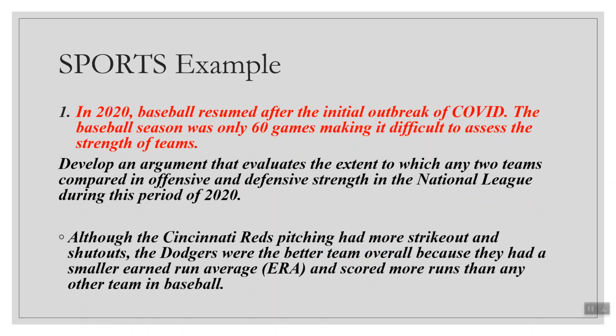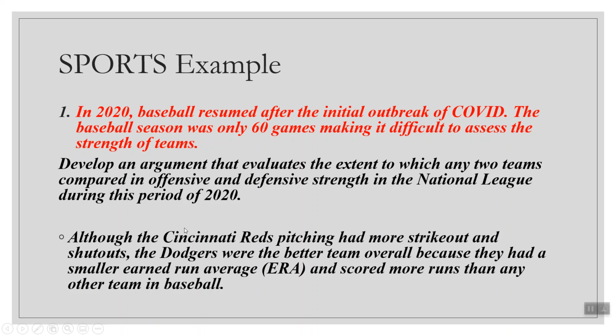Let's see a better one. Although the Cincinnati Reds pitching had more strikeouts and shutouts, the Dodgers were the better team overall because they had a smaller earned run average, ERA, and scored more runs than any other team in baseball. So see, now I'm giving you the specifics.